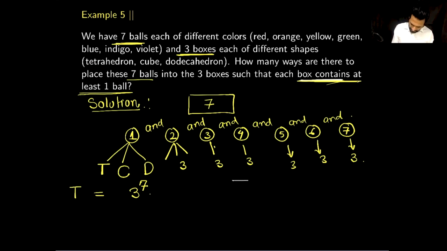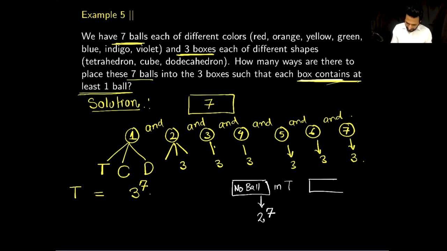The first one is how many ways with no ball in A. How many ways can I place the balls with no ball in A? As you can see, if I place no ball in A, each ball will have only two possibilities: either it goes in C or D. So this will be 2 to the power 7. That many possibilities to place no ball in A.